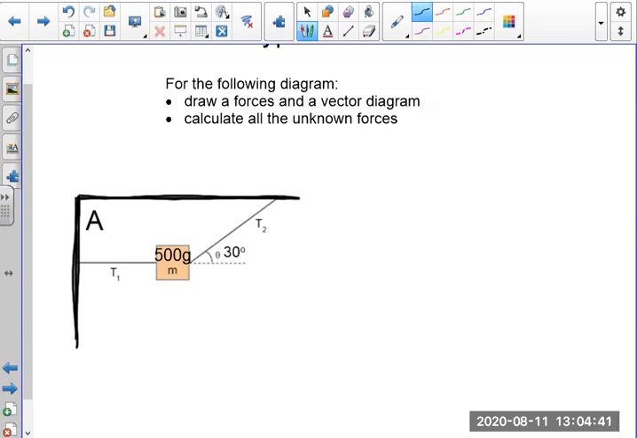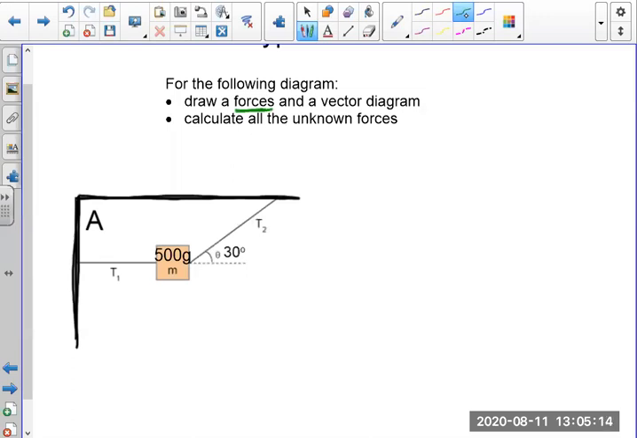Okay, now for this type, they say for the following diagram, and these are also steps that you can use. Draw a forces diagram, then you draw a vector diagram, and then you can work out any one of those forces that you need to get. Okay, so calculate the unknown forces. Now a forces diagram is the one that I'm going to show you first. Forces diagram or a free body diagram.